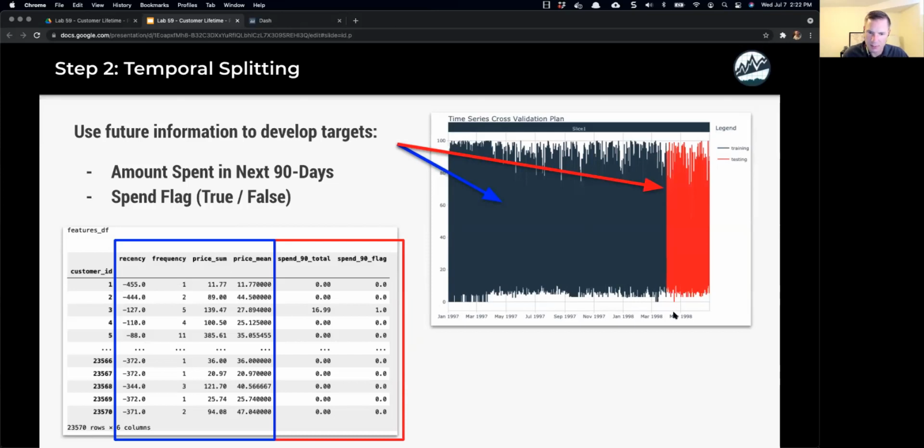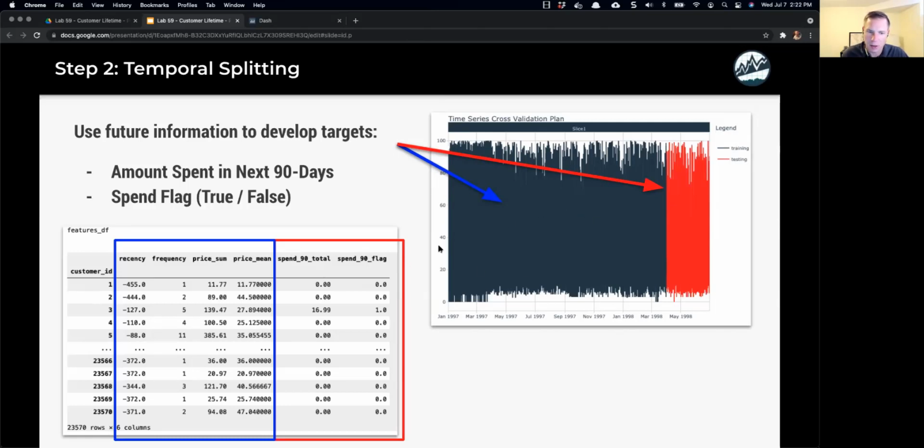Because this is a time series, we're going to calculate, for each customer, how much they've spent, and we're going to sum up whether or not they've spent anything in this time window. That's what goes in this 90-day flag, and that's what goes in this 90-day total.